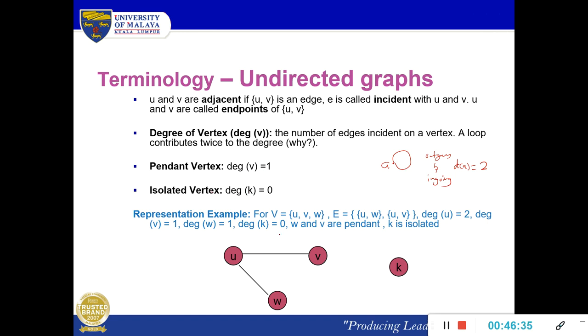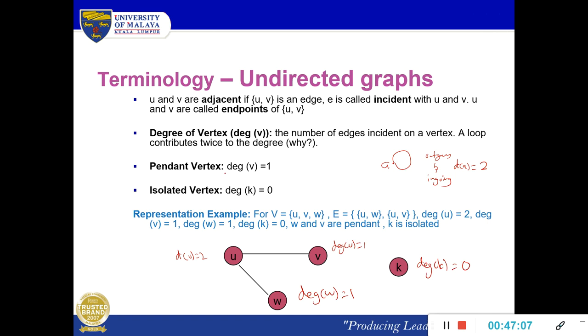Let's see an example where you have a set of vertices U, V, W, and K, and edges U-W and U-V. Degree of U is 2. Why? U-W and U-V. So degree of U is 2. Degree of V is 1. Degree of W is equal to 1. Degree of K is equal to 0.